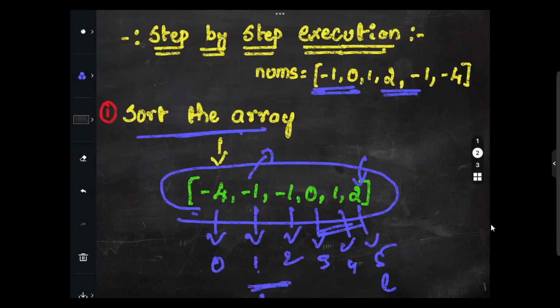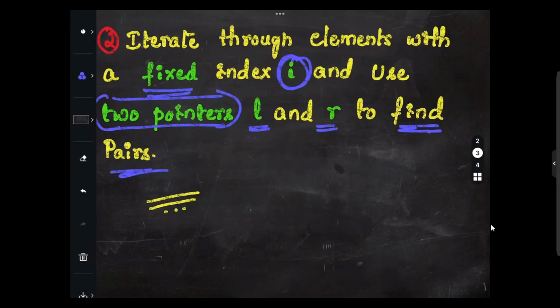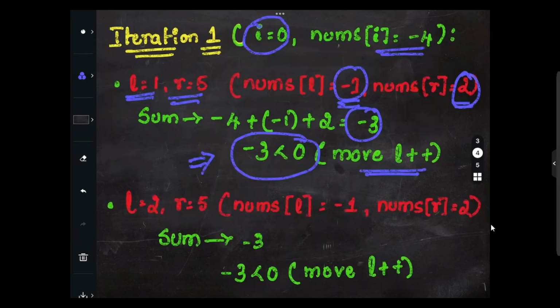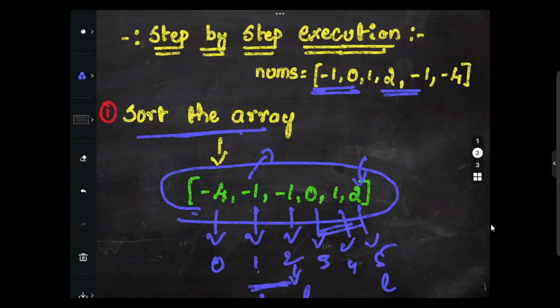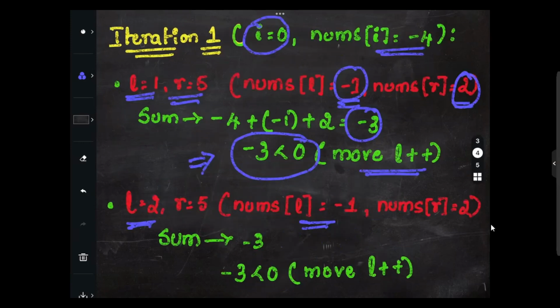So when we increment the left pointer, now L will be 2 in this case. So again nums of L will be minus 1. L equals 2, this indexing I'm speaking of, and nums of L is minus 1. As we have incremented L, nums of L is minus 1 and nums of R remains the same. Nums of R equals 2 itself.